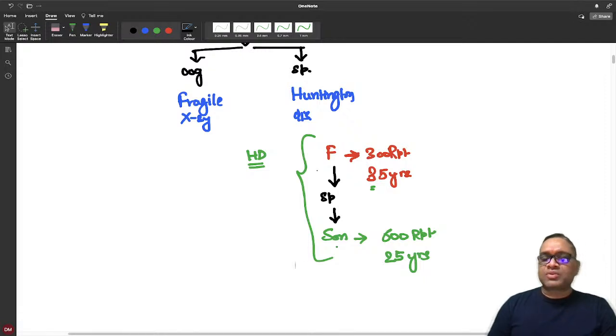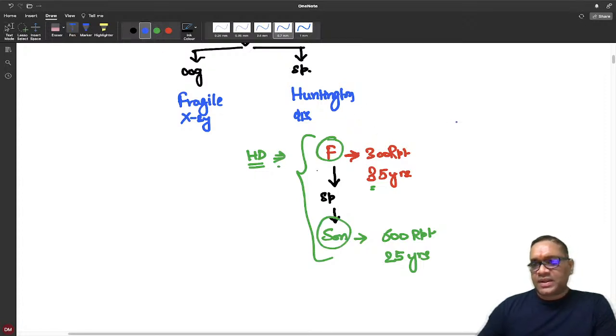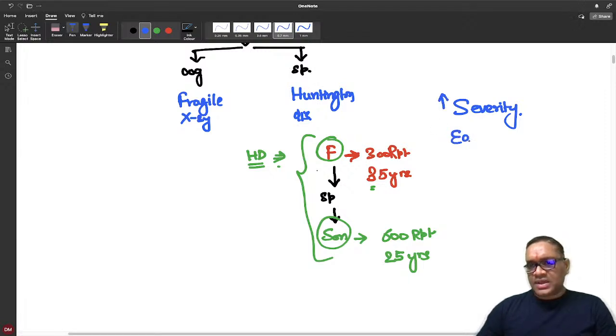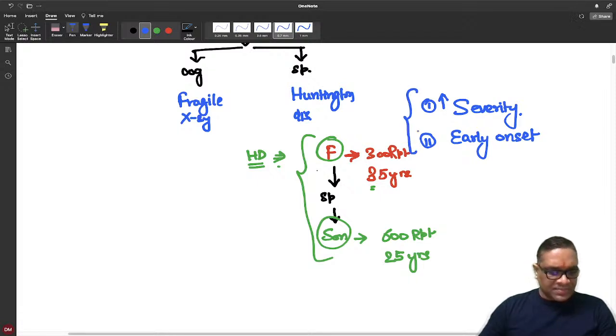This is the entire process which I wanted to explain to you. When you see this kind of presentation, from the father to the son, the disease has been transmitted, and you can notice the severity. If you have a greater number of repeats, severity will be more. So the severity of the disorder has increased, and there is an early onset in the next generation. So increased severity and early onset of the disease in the next generation means it is anticipation.